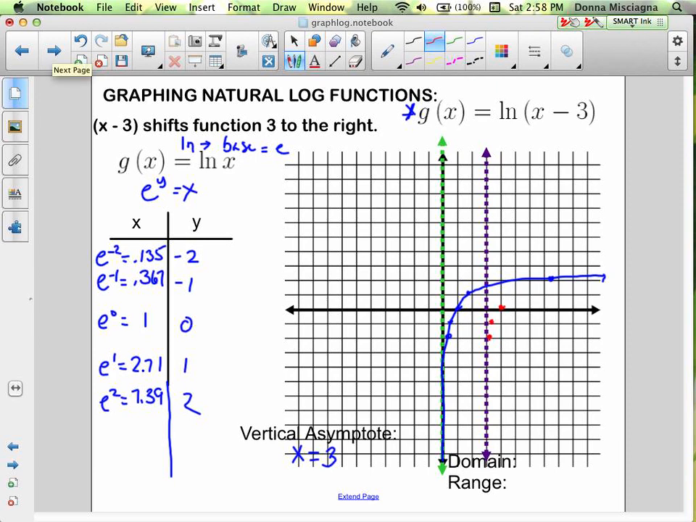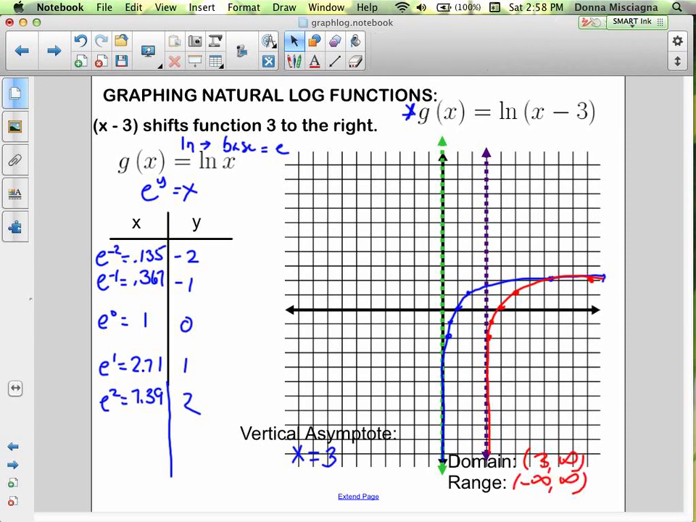Don't even need to count, right? You can see what 3 looks like. Oh, and this is in your notes. And there we go. Because we shifted to the right, our domain has changed to 3 to infinity, but the range never changes. There we go. And another one done.